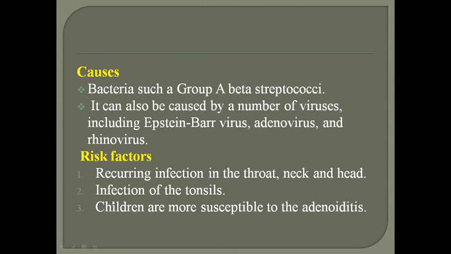What are the risk factors? The risk factors include recurrent infection in the throat, neck and head, infection of the tonsils, and children are more susceptible to adenoiditis compared to adults. So these are the causative factors or etiological factors for adenoiditis.